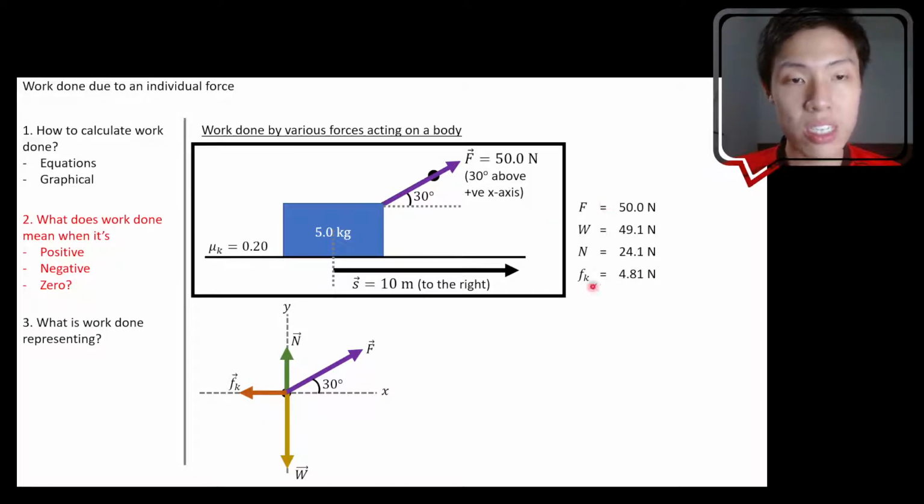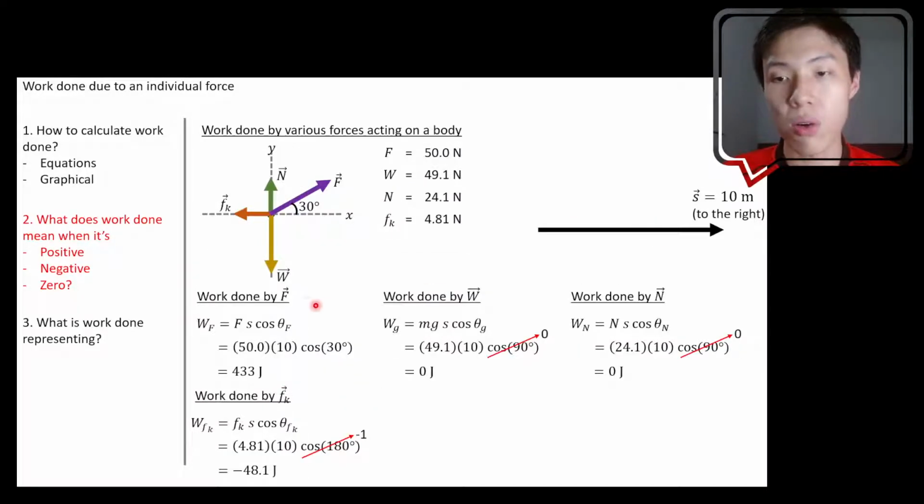Then we use these magnitudes of forces to calculate our work done, and we do it one by one, finding the work done by external force, by weight, by normal, and kinetic friction. And we notice that all the work done that we have calculated here can be either positive, zero, or negative.